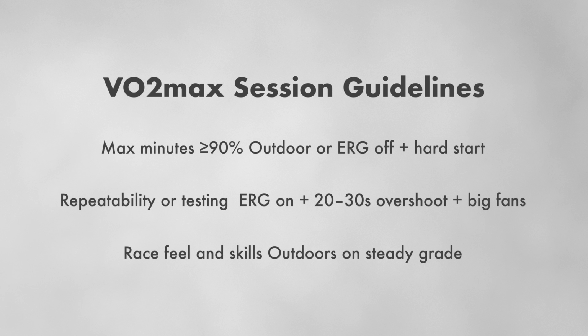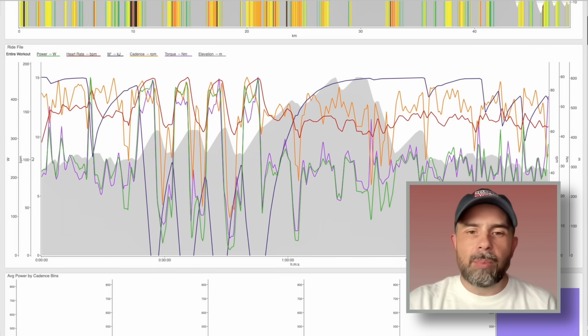If you want race feel and skills, then there's no other way to do it than going outside, finding a steady grade or a headwind and still having that hard start, micro surges and no coasting. But you are judging success by minutes at or above 90% and how fast you reach them. If you reach them by minute two, then you are doing well. So pick the control mode that serves that goal. Experimentation will help you identify the best strategy matching your physiology, mindset, and training environment.